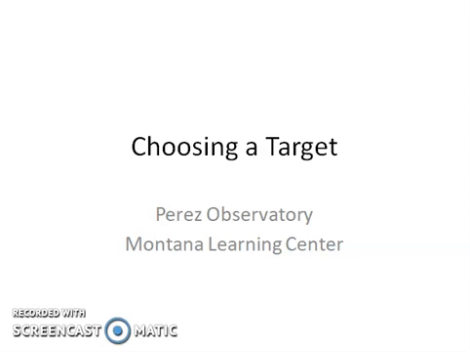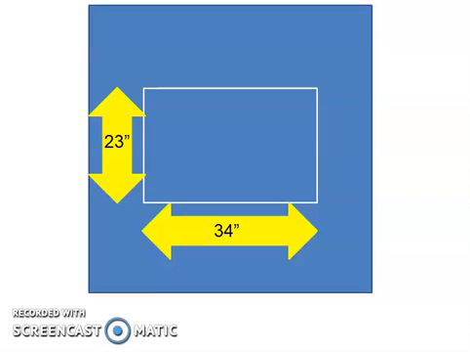In this video, we're going to show you how to choose an appropriate target to use at the Perez Observatory. The telescope camera combination has a certain field of view. Think of it as the frame where your object is going to be centered. For our observatory, it's 23 arc minutes by 34 arc minutes. So what does that mean?